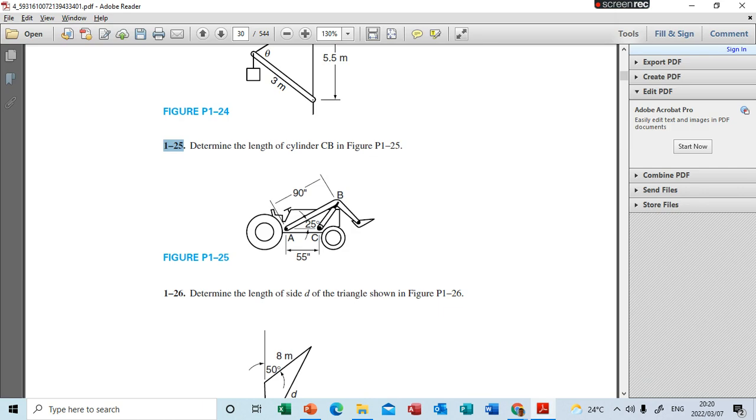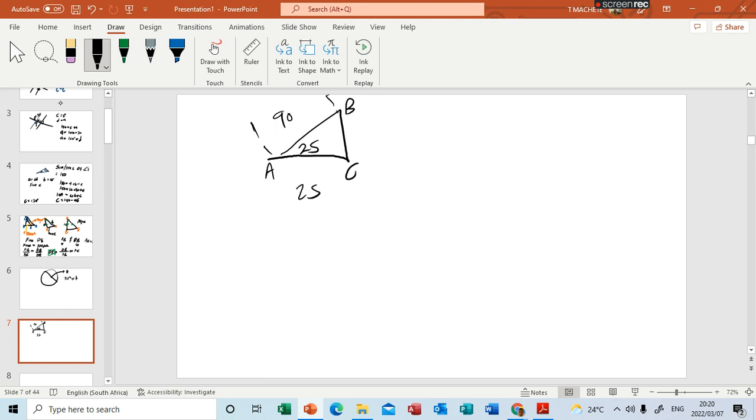But this is a non-right angle triangle, so they are looking for CB. Guys, it's easy. This is a non-right angle triangle. Look, this is what you're gonna do. If you watch that video that I sent on the group, it will be easier for you to know what's happening here. You see this?